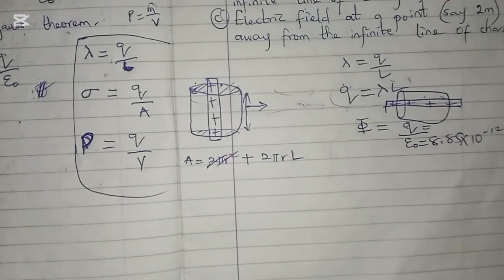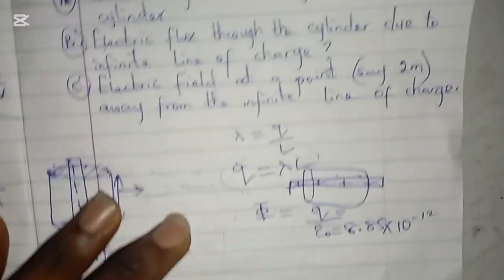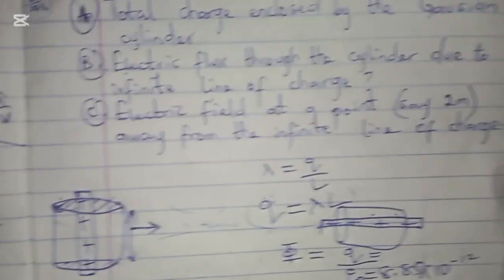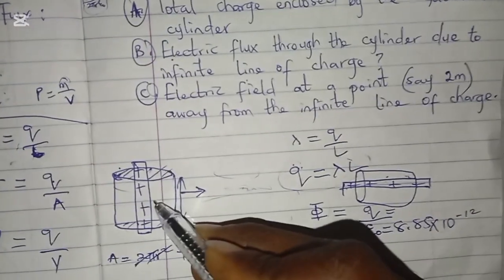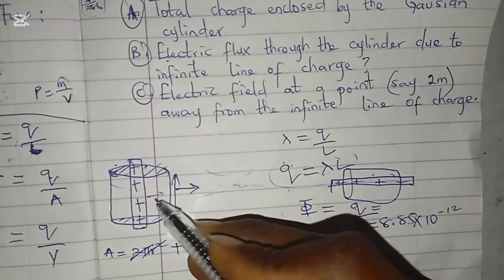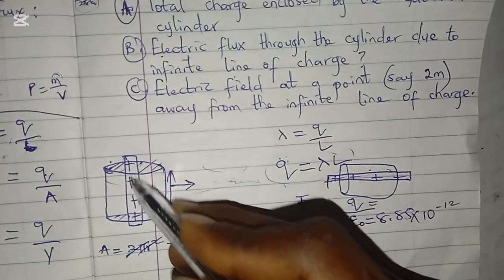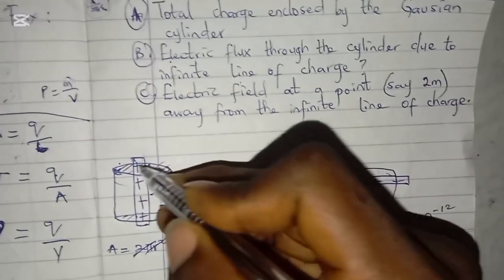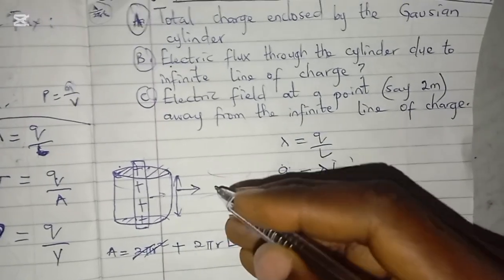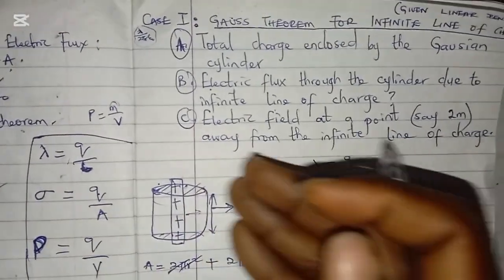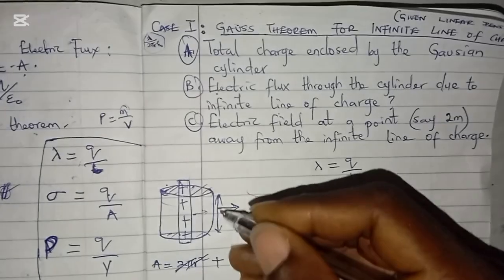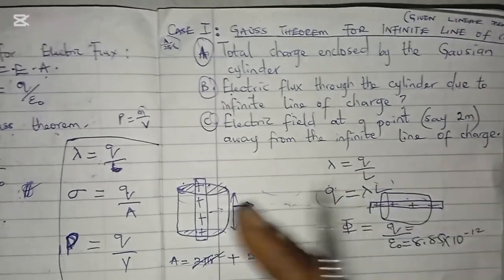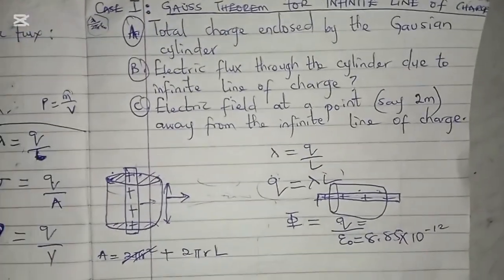So let's move now to finding the electric field at a point, say 2 meters away from the infinite line of charge. What it means is that if I have this as the infinite line of charge, let's say this point is 2 meters away from it. This is the line of charge, so they did not say away from the cylinder. There can be questions where they tell you away from the cylinder. When they say away from this cylinder, there is no charge outside, and you use Q in that case. But the question will direct you, so just know all these cases.